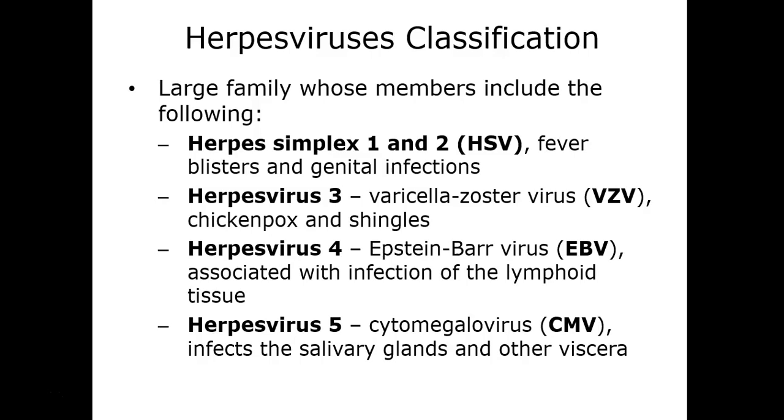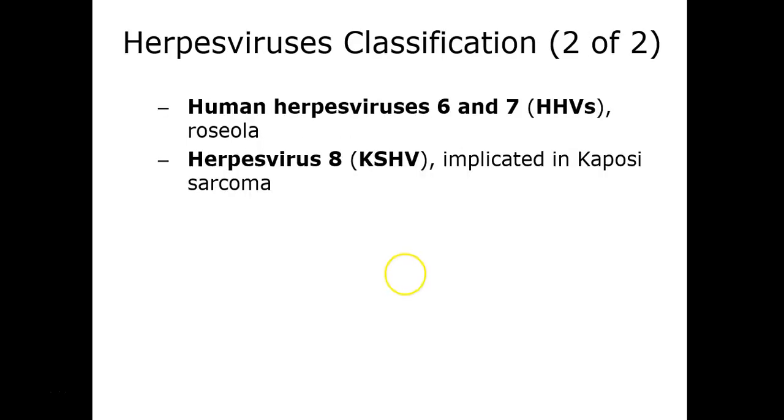HSV 3 is the varicella zoster virus, which is responsible for chickenpox and shingles. HSV 4 is the EBV or Epstein-Barr virus, which is associated with things like mononucleosis. This again attacks the lymph tissues. And HSV 5 is the Cytomegalovirus, which infects the salivary glands. We can go even further and talk about HSV 6 and 7, which is often referred to as HHV, or human herpes virus. And this causes a condition in infants known as roseola.